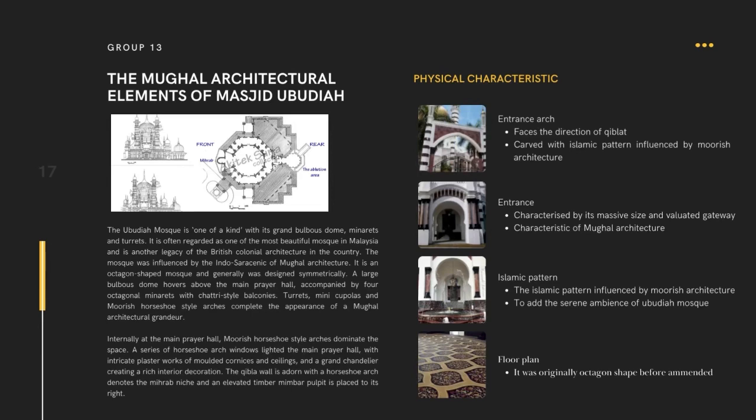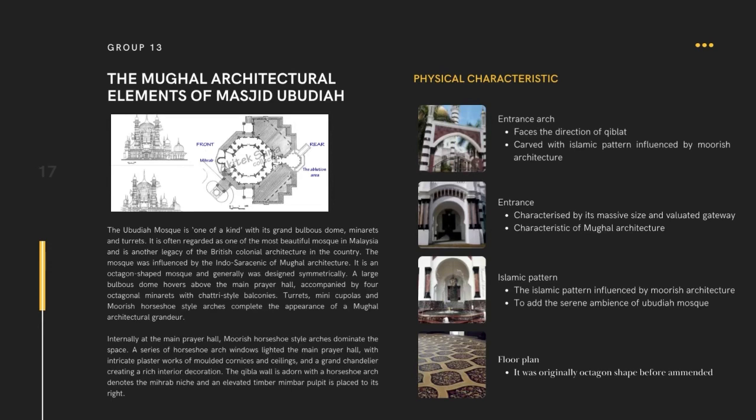The mosque was influenced by the Indo-Saracenic style of Mughal architecture. It is an octagon-shaped mosque and generally designed symmetrically. A large bulbous dome hovers above the main prayer hall, accompanied by 4 octagonal minarets with church-style balconies. Turrets, mini-cupolas, and Moorish horseshoe-style arches complete the appearance of Mughal architectural grandeur.